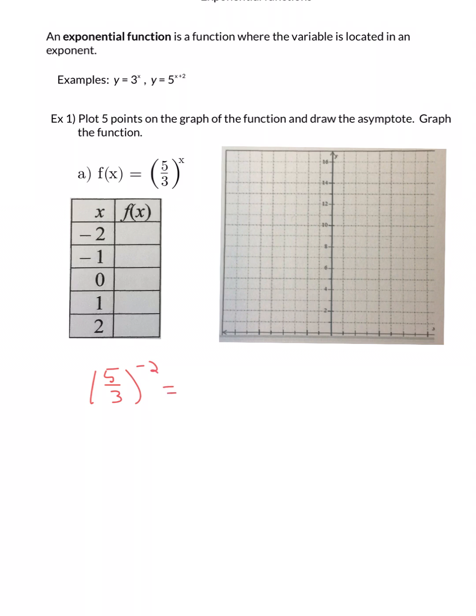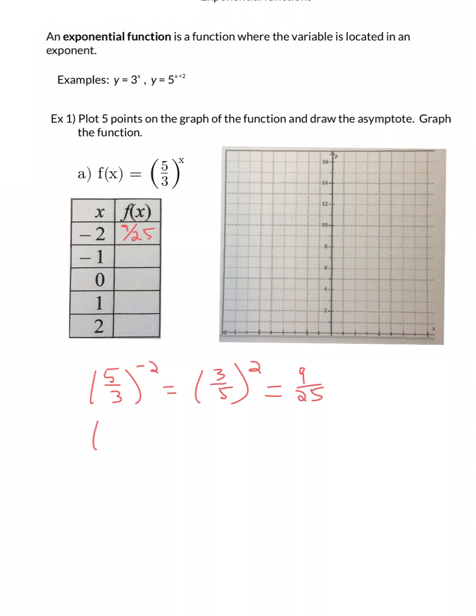Remember that to make the exponent positive, we flip the base. We use the reciprocal, so it becomes 3/5 to the +2 power. Now, square the top, square the bottom, you get 9/25. So the answer for -2 is 9/25.